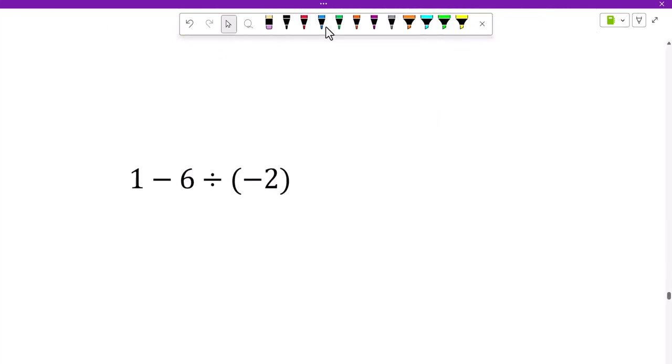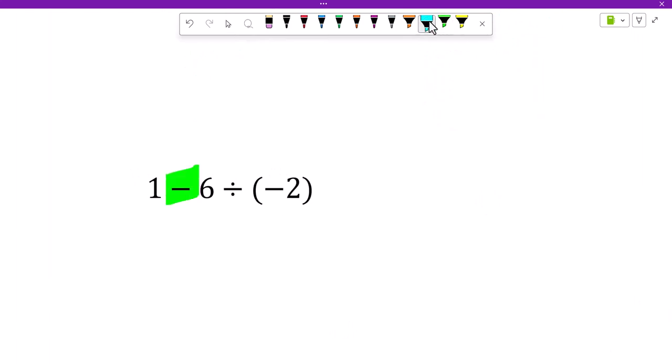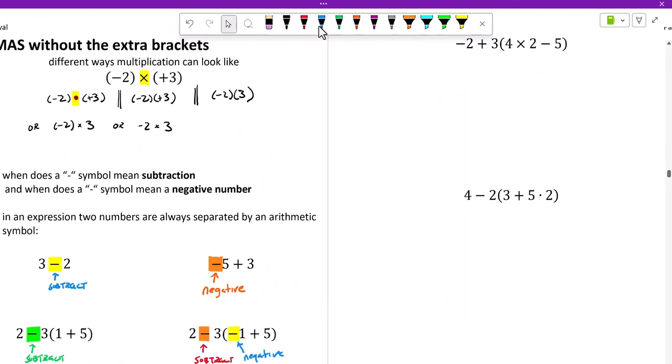Okay. Last one here. Let's go green and blue. Green one, Bryce. Subtract. Blue one, Manraj. Negative. All right? To the left of it is no number. Right? So it makes a difference when we're calculating. All right. So let's do some calculations.